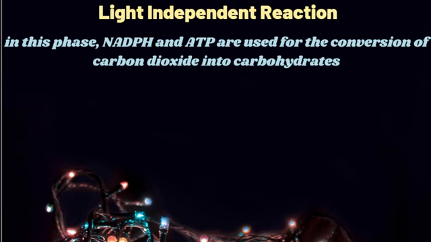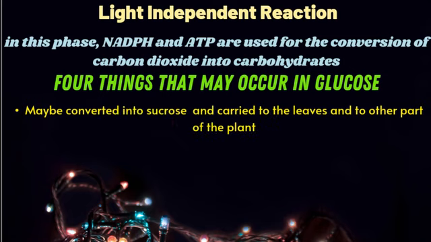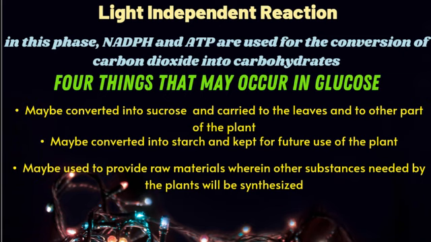Photosynthesis will end up in the emergence of a simple sugar, which is called glucose. Take note that there are four things that may take place with glucose. First, it may be converted into sucrose and carried to the leaves and to other parts of the plant. It may be converted into starch and kept for future use of the plant. It may be used to provide raw materials wherein other substances needed by the plants will be synthesized, or glucose may be used for cellular respiration.